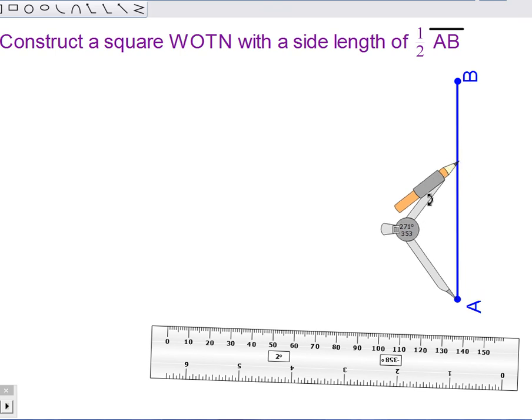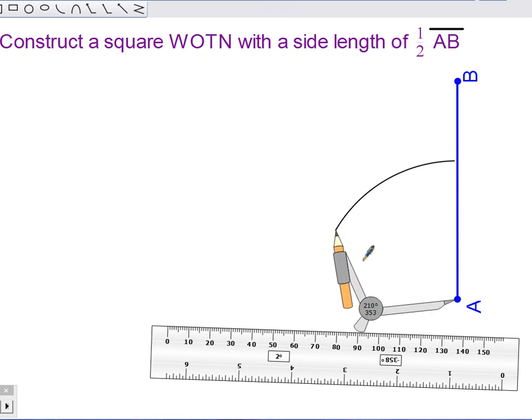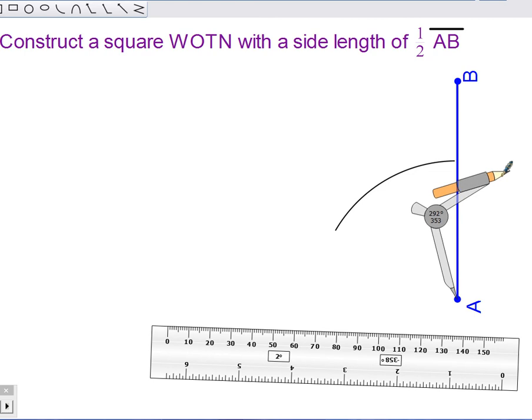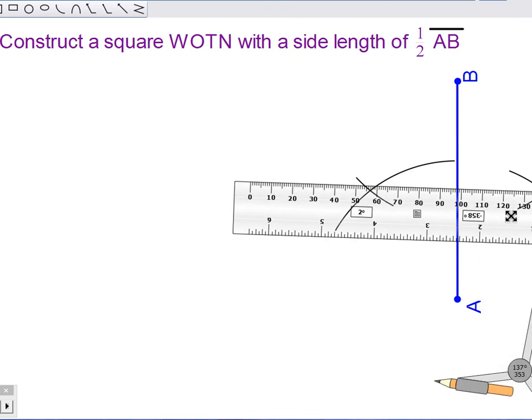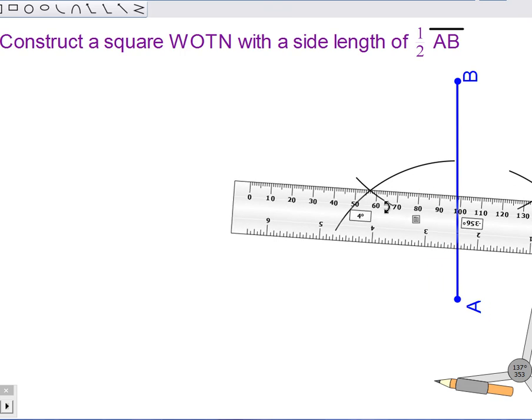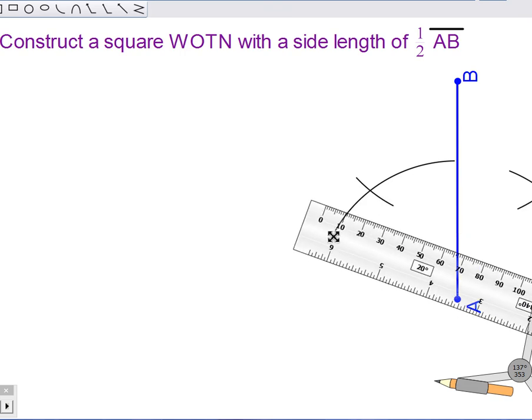So to bisect AB, we need to make sure we're more than halfway. Make an arc above and make an arc below. Come back here, make an arc below and make an arc above. And nowhere in there did I change the size of my compass. It should stay rigid the whole time. Okay, so what I just did is I found, oh, that's not going to work.